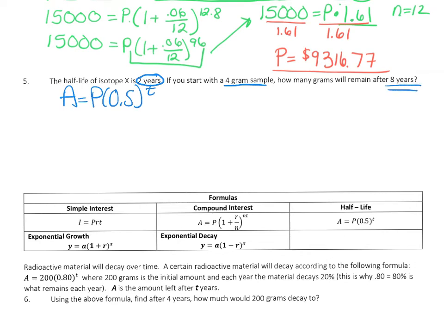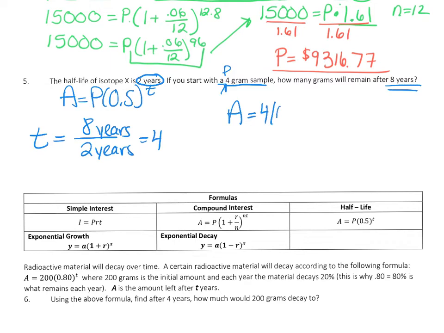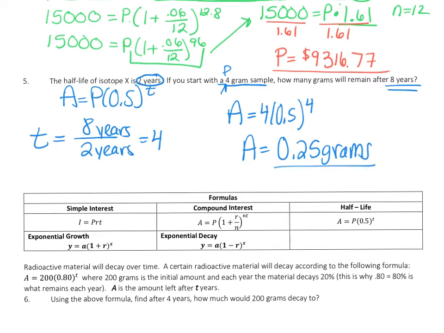So remember with half-life, the first thing we always want to do is figure out how many half-lives the product's going to go through. So the total time is 8 years, and a half-life happens every 2 years. So that means the product will go through 4 half-lives. So now I know that my T is 4. So A is going to equal, well, the principal amount was the 4 grams, the starting amount. So 4 times 0.5, and then raise to the 4th power. And when I put that in my calculator, I will get that I'll have 0.25 grams of the sample left.